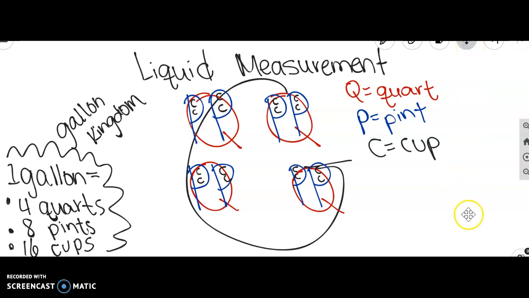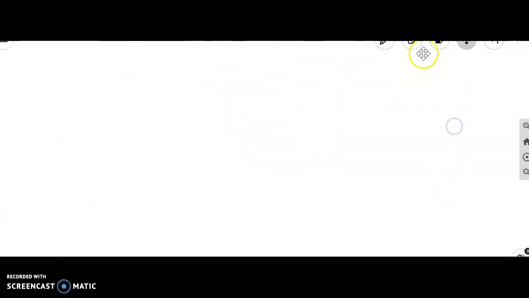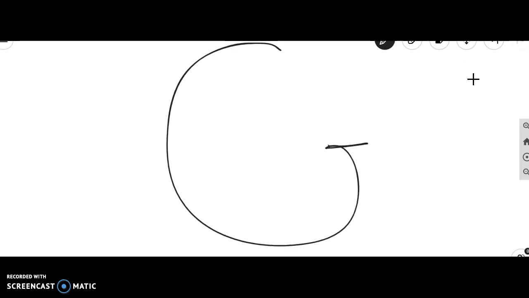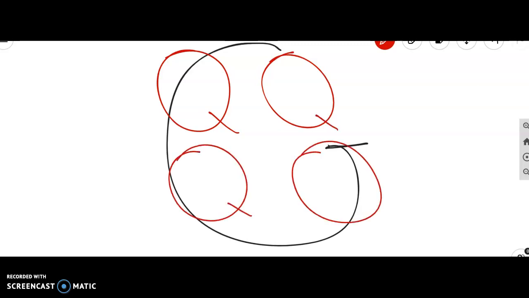All right, now that you have that written down, let's go ahead and draw our gallon kingdom again. And this time we're going to take each step very slowly. So we start out with a large G because this is gallon. And then we draw our Q's because we have 4 quarts. So they're larger Q's so that we can fit our pints and our cups. So we have 4 Q's or 4 quarts.